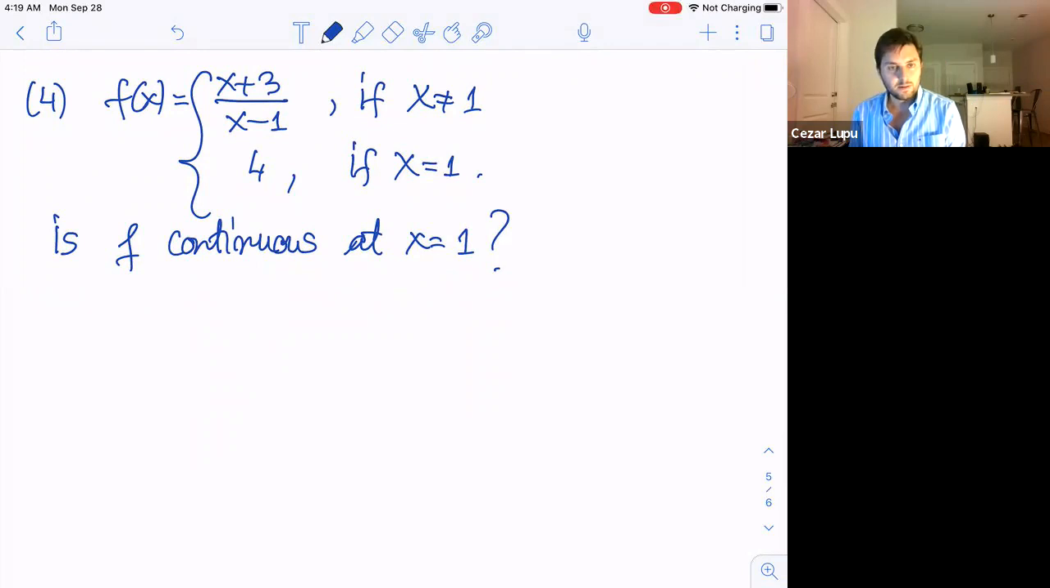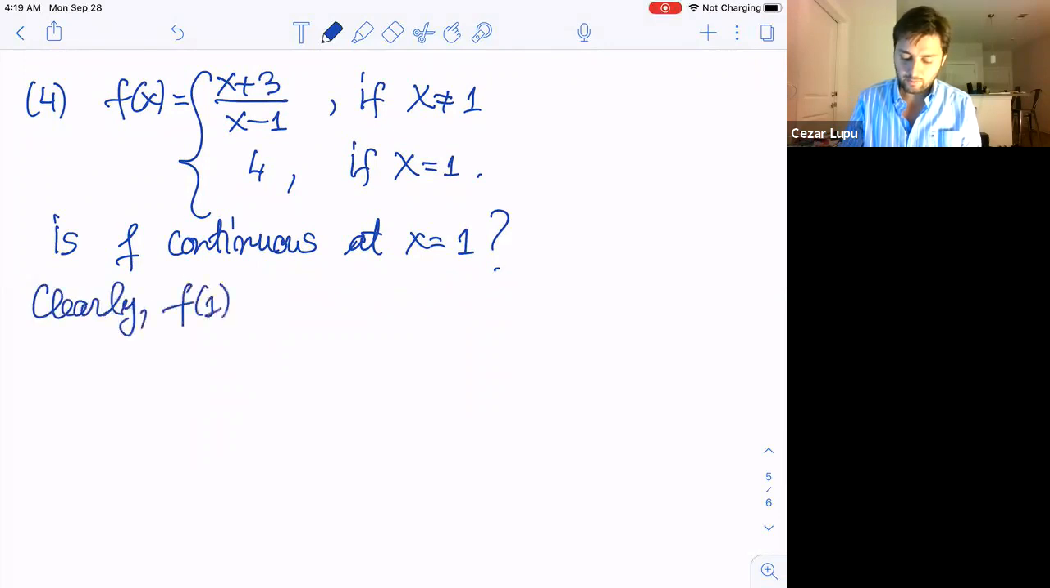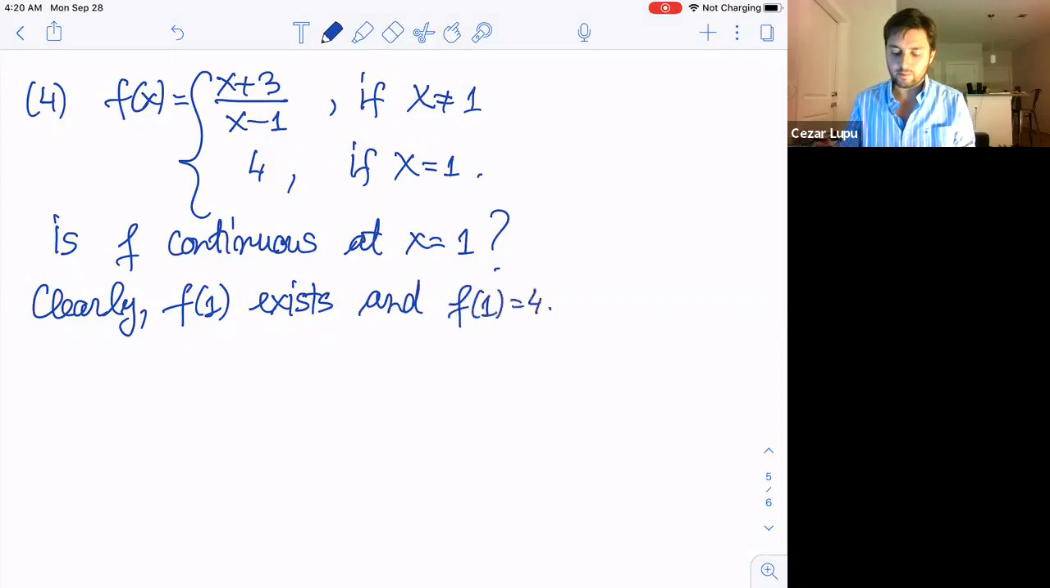Because we will have to evaluate, so clearly f of 1 exists, and moreover it is equal to 4, as you can see in the function, because it's defined in this way. But now the question that we would like to answer is whether the limit as x approaches 1 of f of x is indeed the value of f at 1, which is 4.